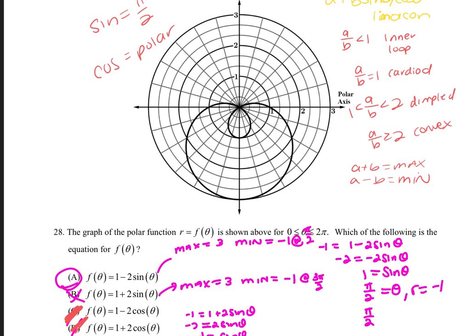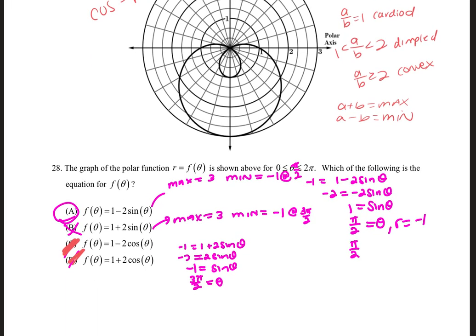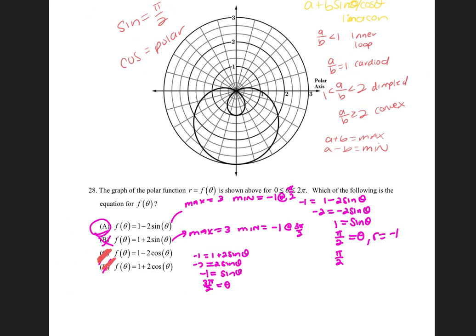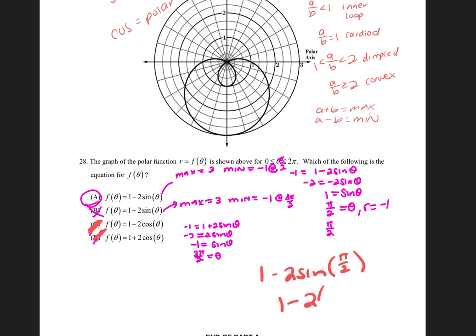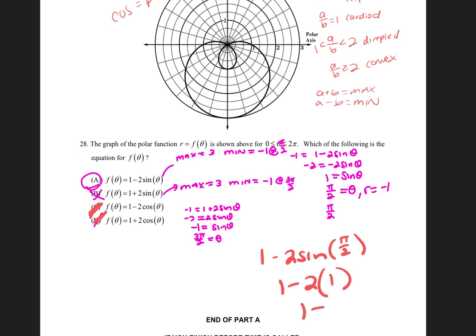So then I literally would have just plugged in a point. I set it equal to the max and the min to find where it is. But you could also plug in a point. You could plug in pi over 2 and see what you get. Like 1 minus 2 sine pi over 2 is 1 minus 2 times 1, which is -1. So at pi over 2, it's -1, and that aligns with what it is.